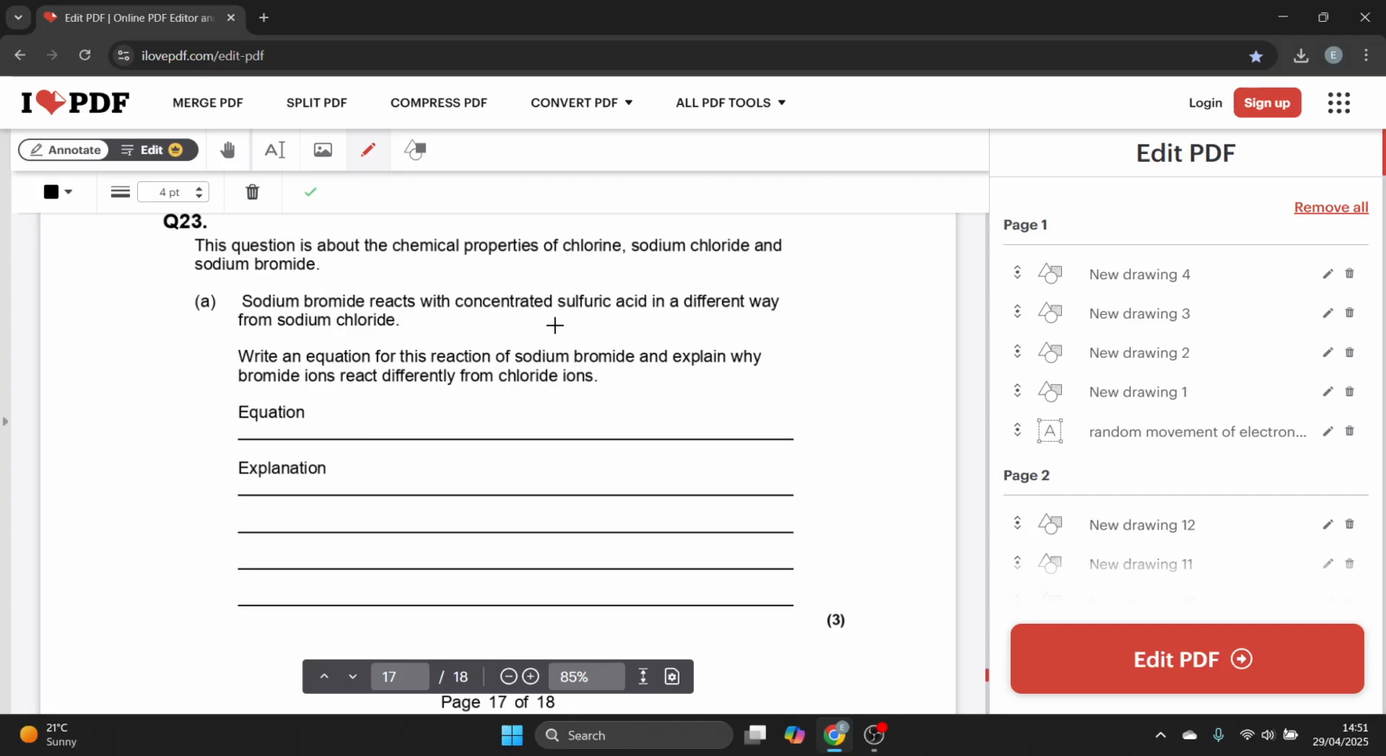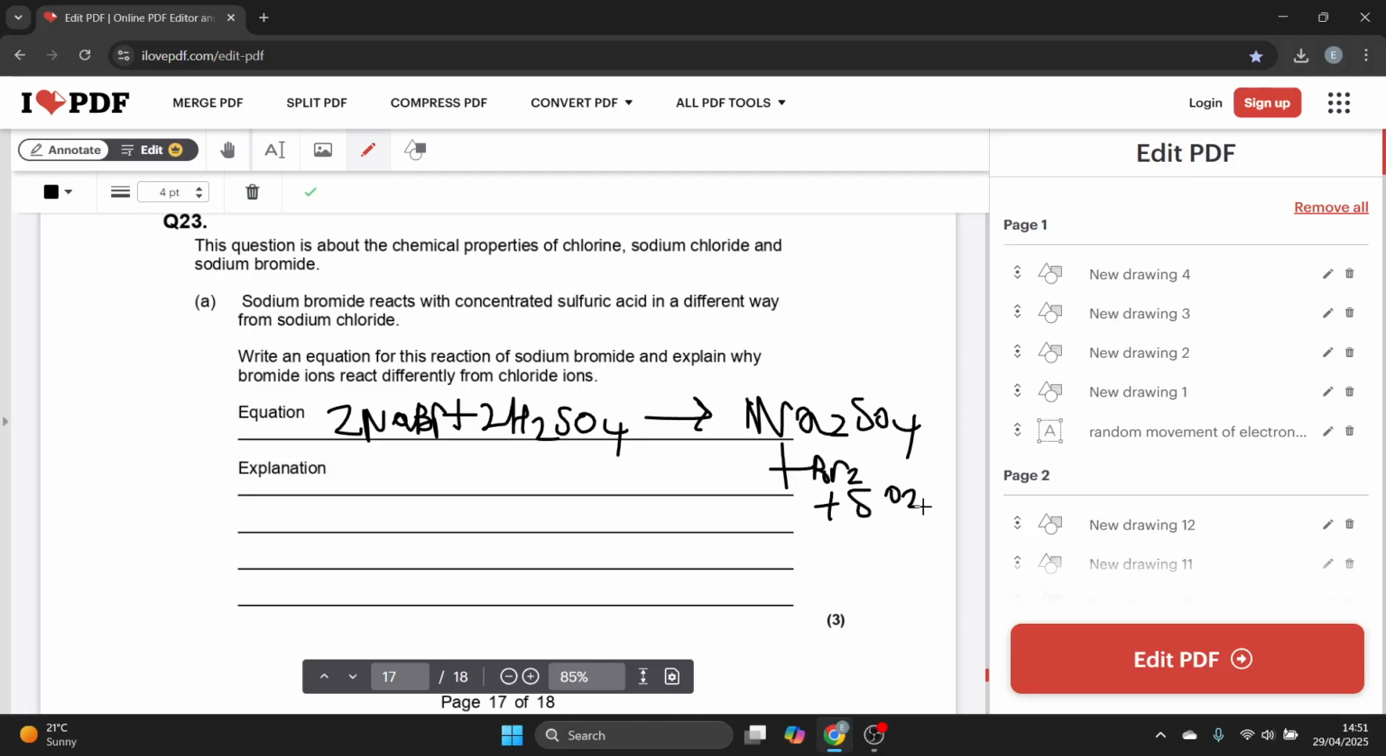Sodium bromide reacts with concentrated sulfuric acid in a different way from sodium chloride. Write the equation for the reaction and explain why bromide ions react differently from chloride ions. So this one is asking for this equation: 2NaBr plus 2H2SO4 to form Na2SO4 plus Br2 plus SO2 plus 2H2O.